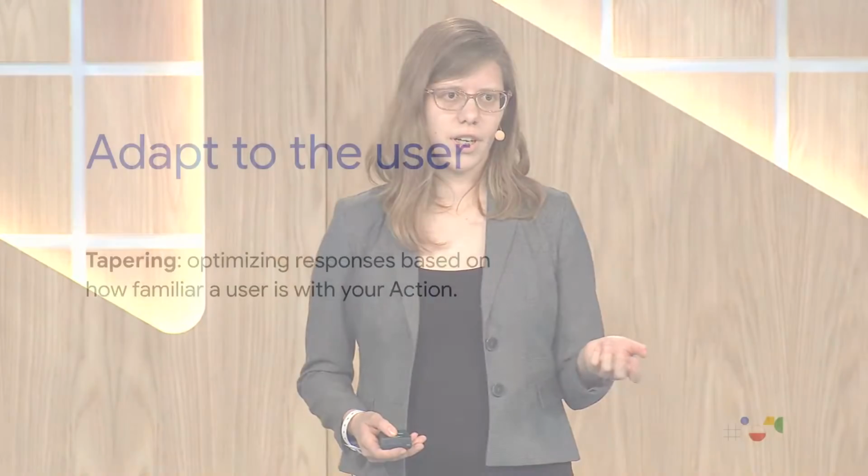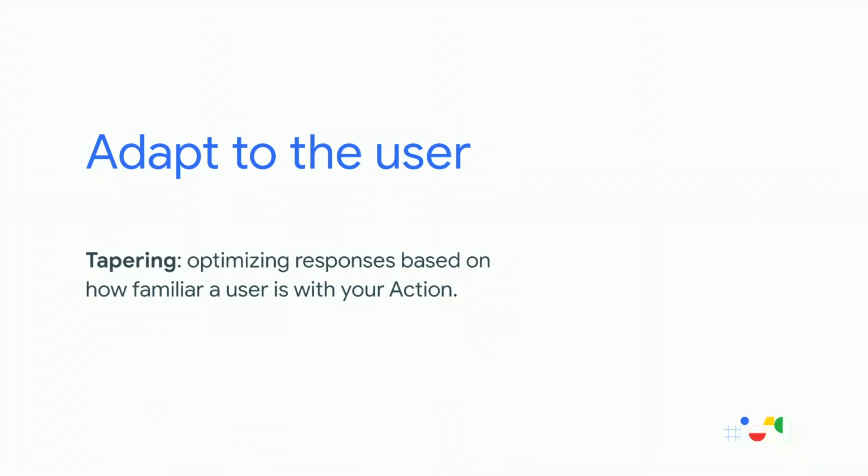This is a strategy that we call tapering, and it's all about optimizing the prompt for the user. This can make it much more efficient, and it also feels more personalized and more intelligent. And the fact that it's speaking naturally the way that a person might also means that the user feels more comfortable speaking naturally back to it, which makes it, again, easier for them.